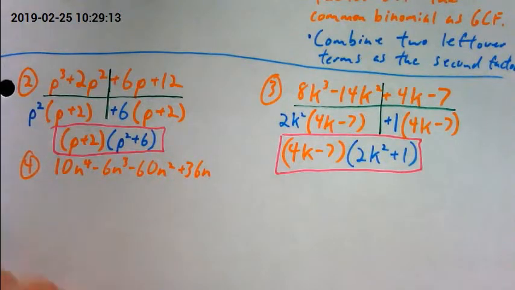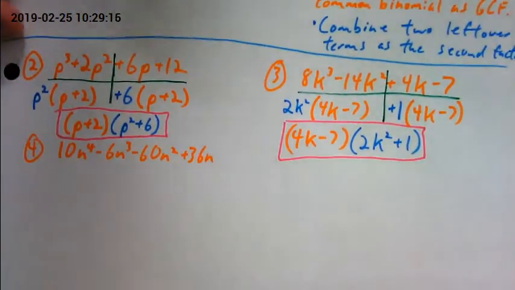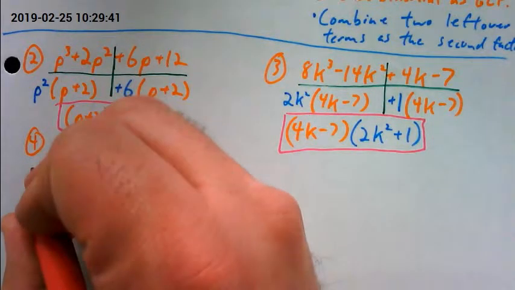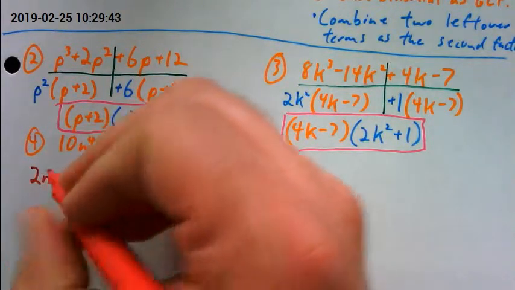Now, on number 4, is there a GCF? Yeah, 1. Bigger than 1 this time. 2, we can take out of every single one of those numbers. Is there anything else we can take out of every single number? We can take out an n from every single value. So we can take out a 2 and an n.